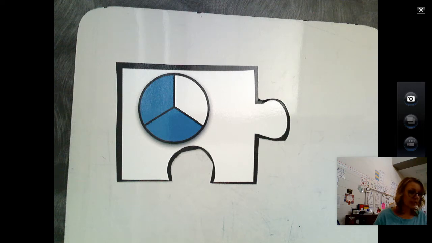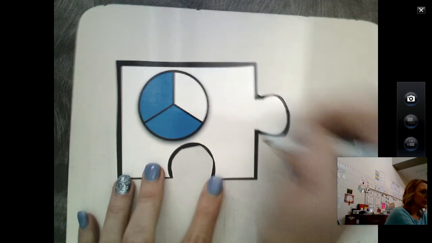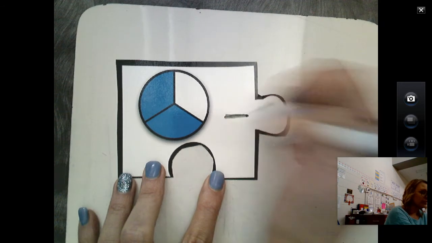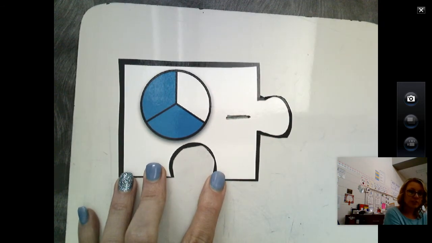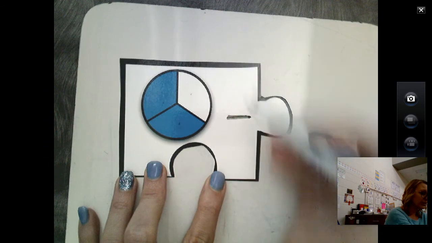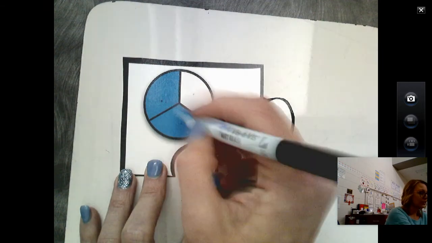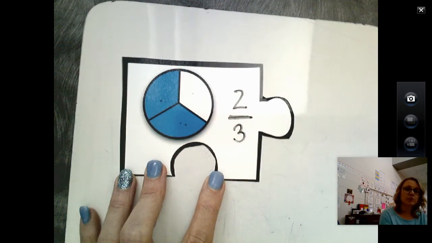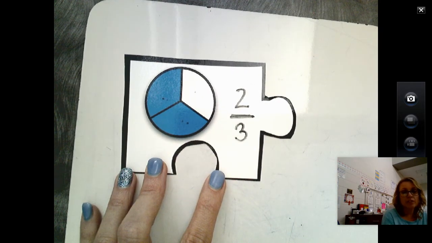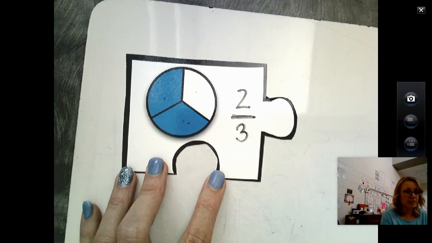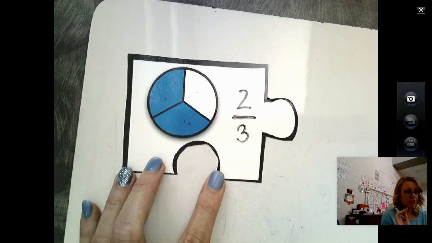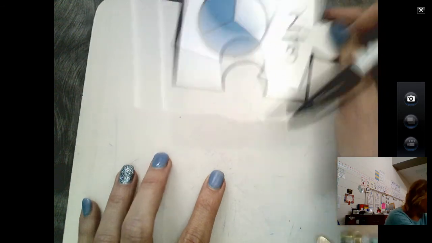Okay, so if you looked at that circle, the first thing you're going to do for your bottom number is find your total pieces. 1, 2, 3. And then the top is going to be your blue pieces. 1, 2. So 2/3 of that shape is blue. You got it right? Give yourself a little celebration. Woohoo! Good job.